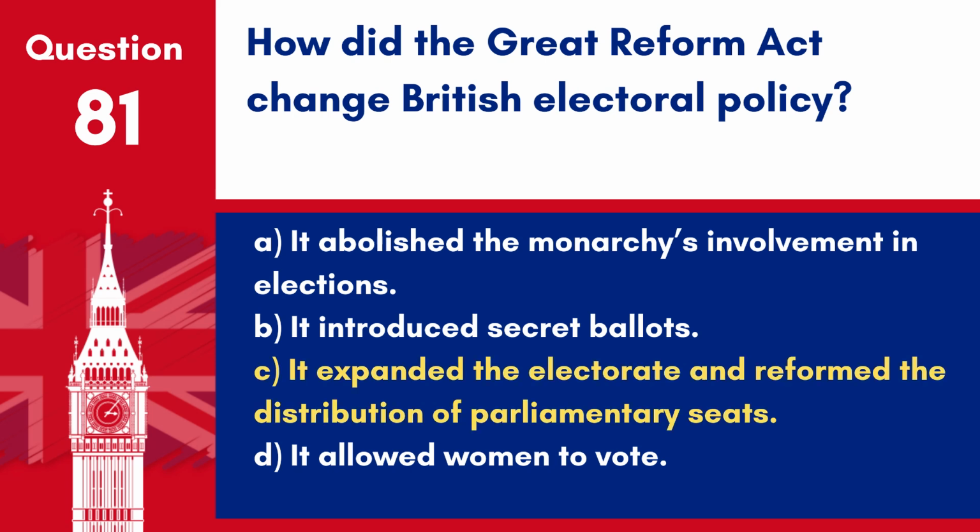Answer: C. It expanded the electorate and reformed the distribution of parliamentary seats. The Great Reform Act of 1832 was a pivotal change in British electoral policy, addressing widespread calls for reform by expanding the electorate and redistributing seats to more accurately reflect the population distribution.